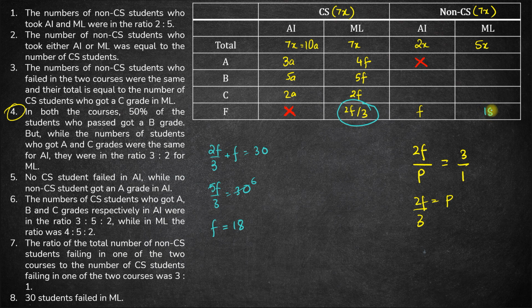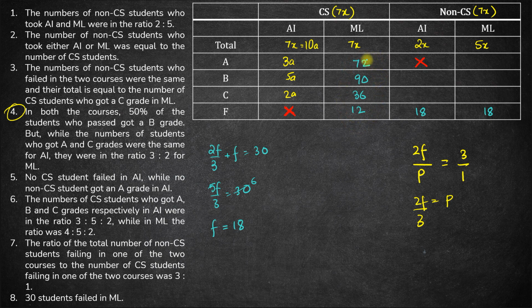So instead of f, let's substitute 18. So twice of 18 is 36. 36 by 3 is 12. 18 into 2 is 36. 18 into 5 is 90. And 4 times 18 is 72. Okay. So now we know all these students.